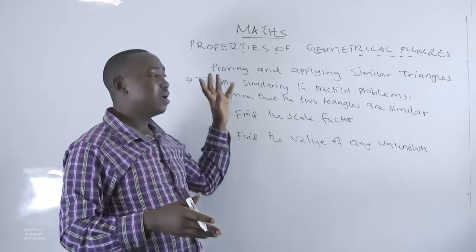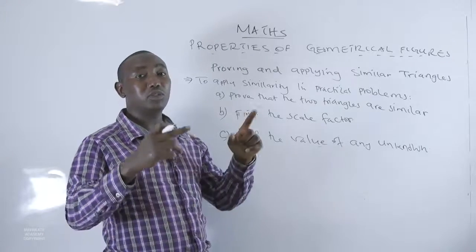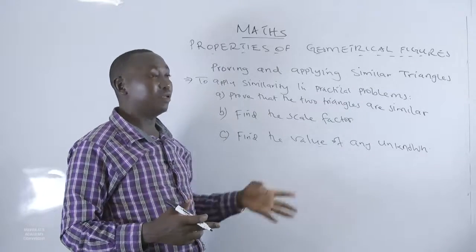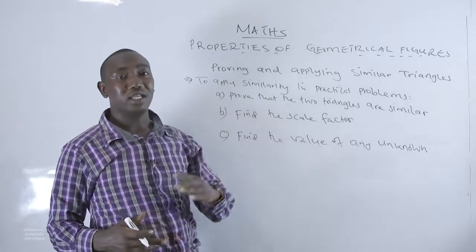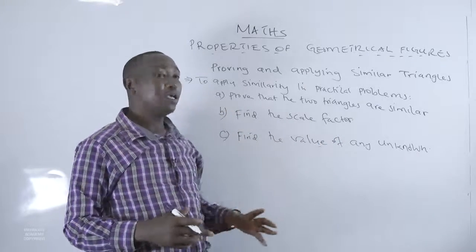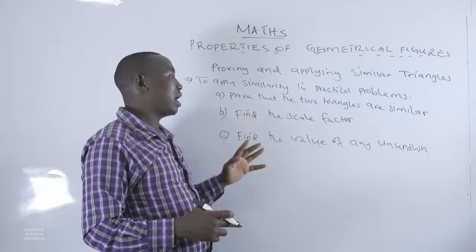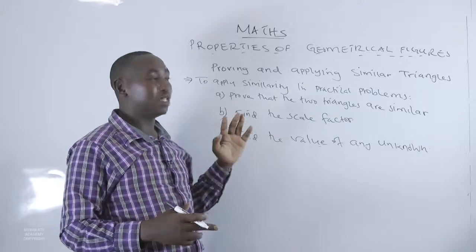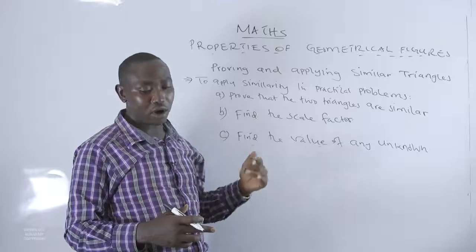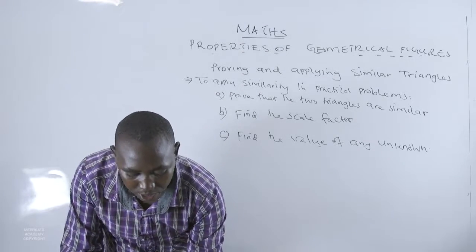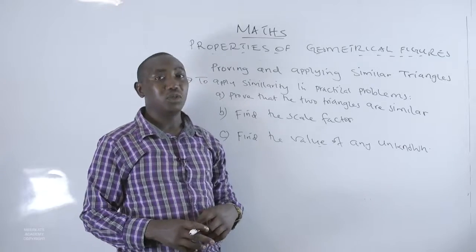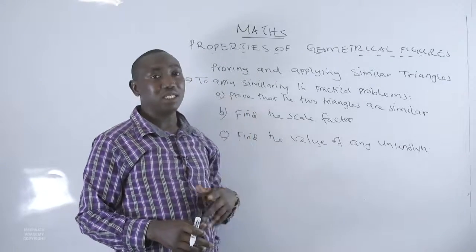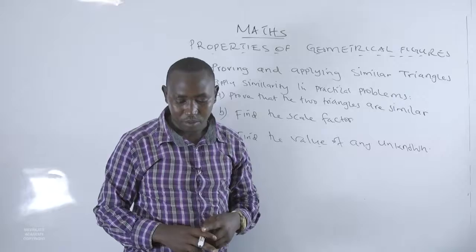Number one, we have said, prove that those two triangles which you have been able to formulate are similar using either of the four tests. Number two, you find the scale factor. Then number three, we use the scale factor to find the missing value or the missing unknown angle or side. We're now going to look at a number of examples on how we can use similarity in triangles to solve problems.